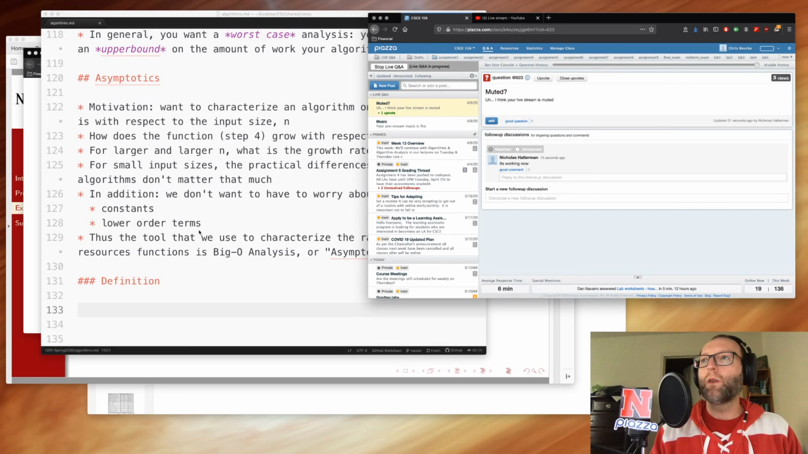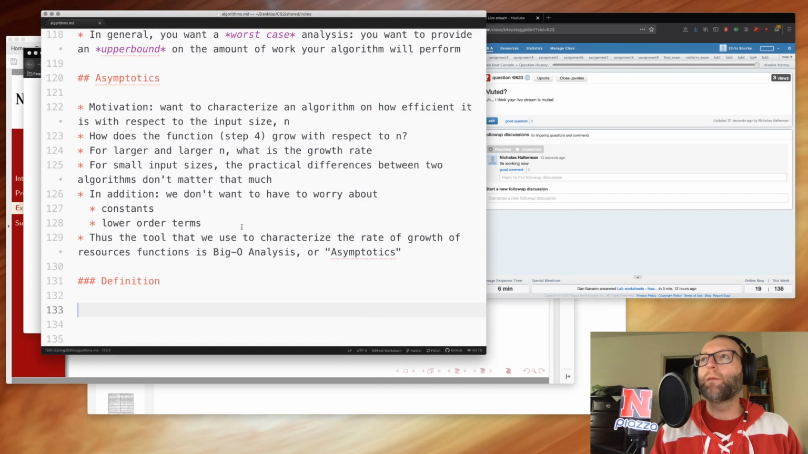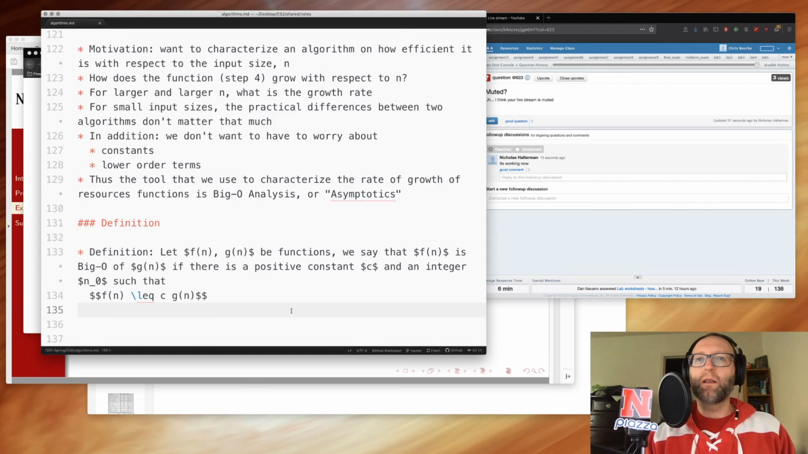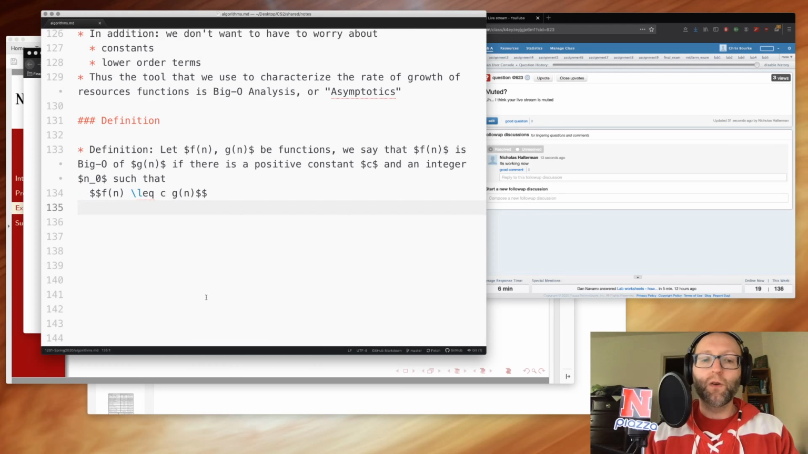Again, if you want to, you can ask questions on Piazza. We've got a live Q&A session going here. I do have a LaTeX version of that definition that I'll bring over. It's not rendering currently in Atom using Markdown, so I'll put it in there just for the completeness of the notes, but of course I already wrote it over here a little bit better.